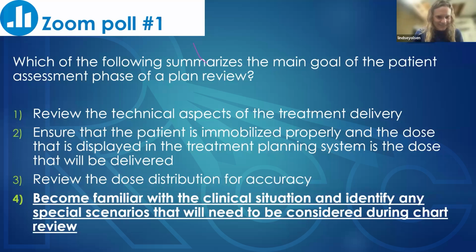So, which of the following summarizes the main goal of the patient assessment phase of a plan review? It's to become familiar with the clinical situation and identify any special scenarios that need to be considered during chart review. Right. So again, you want to walk into a check of the technical parameters and the quality and the dose distribution. Before you walk into that, you want to already have a familiarity with this patient's situation and special situations like we mentioned to be considered.